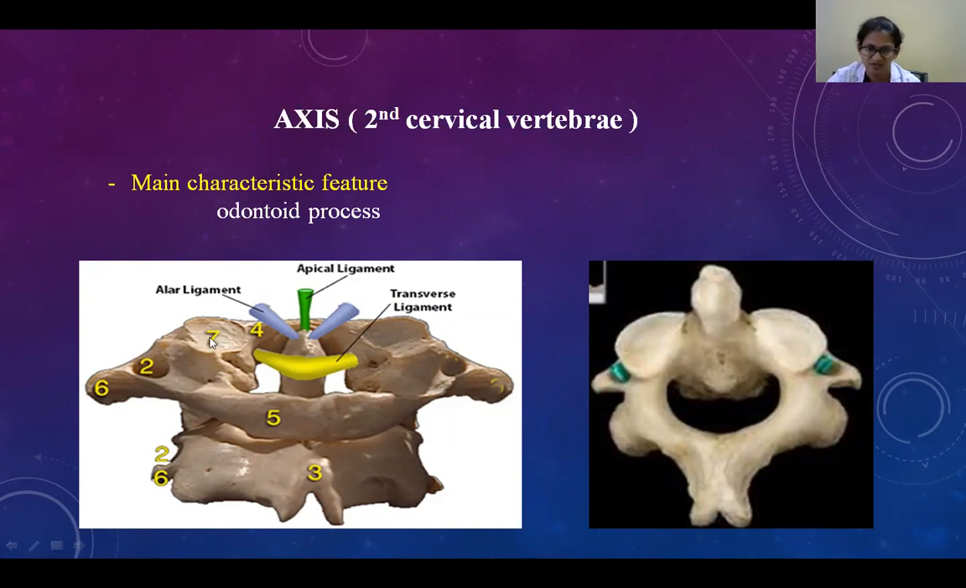And next, these are the superior articular facets, and these are the pedicles, and this is the foramen transversarium, and this is the transverse process. And next, this is the posterior arch. Next, this is the spinous process. The main important characteristic feature of the second cervical vertebra is the odontoid process, which arises from the upper surface of the body of the second cervical vertebra.